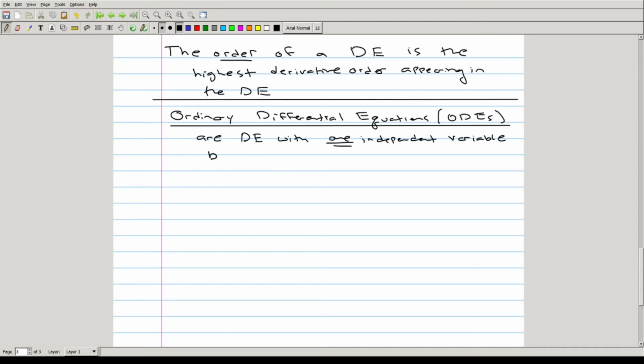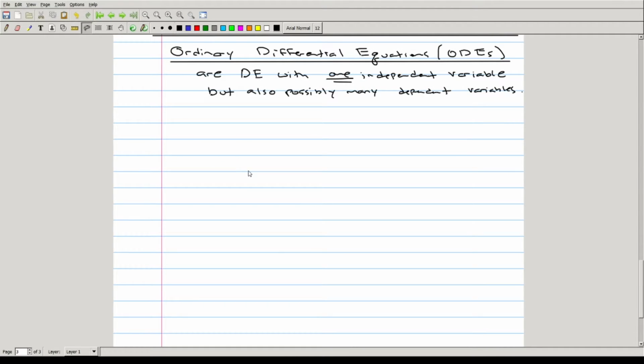But I also want to include as a caveat here, also possibly many dependent variables. Oh, many dependent variables, not independent variables. There we go. So this is the main classification between ordinary differential equations and partial differential equations. Ordinary differential equations are also classified as linear versus nonlinear, and they're also classified with order, the exact same definitions as for partial differential equations.